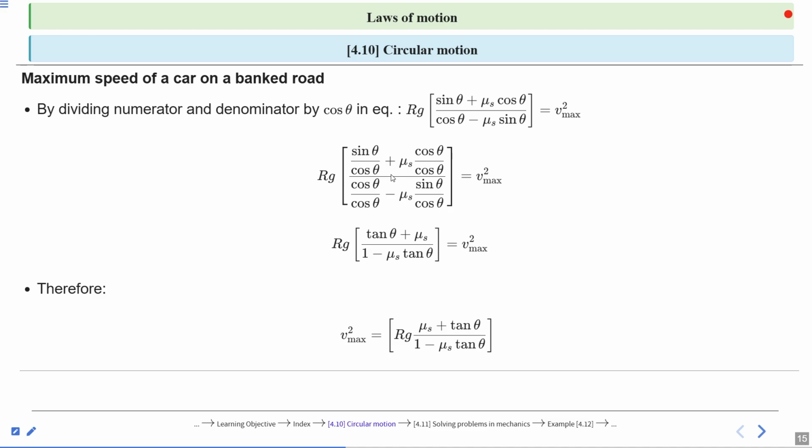We divide the numerator and denominator by cos theta in this equation because we want simplicity in finding the maximum speed of a car on a bank road. That's why we choose the dividing method. So V square max is equal to Rg into (mu s plus tan theta) divided by (1 minus mu s tan theta). But we have to find V max, not V square max. So further solving this equation, we will get a new equation.